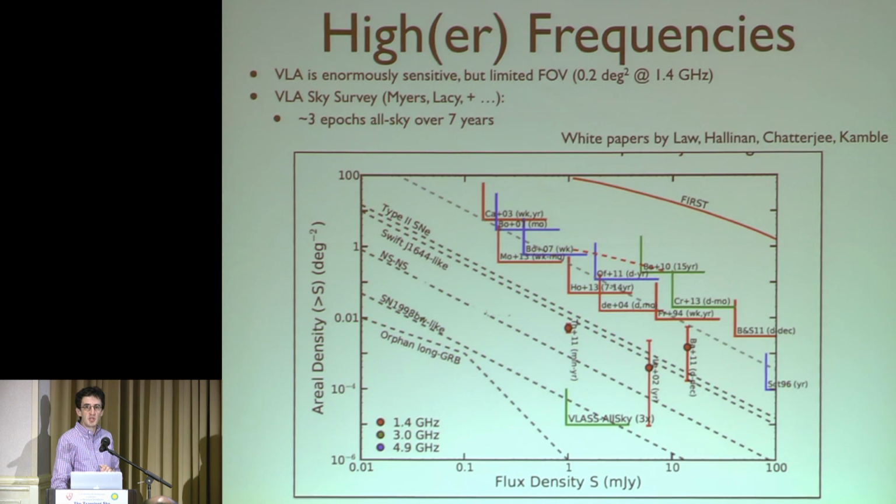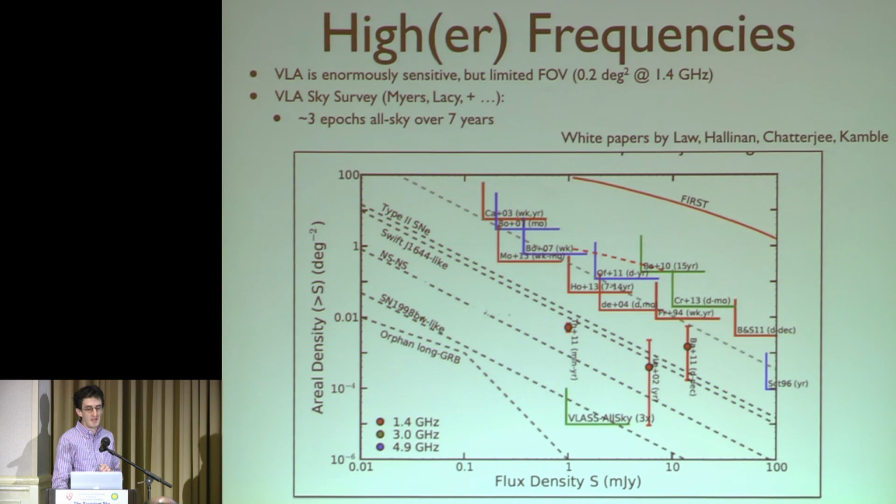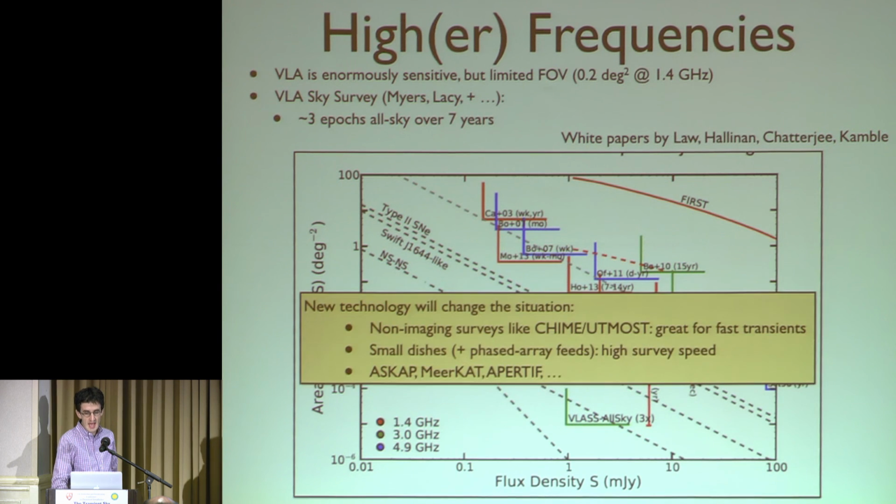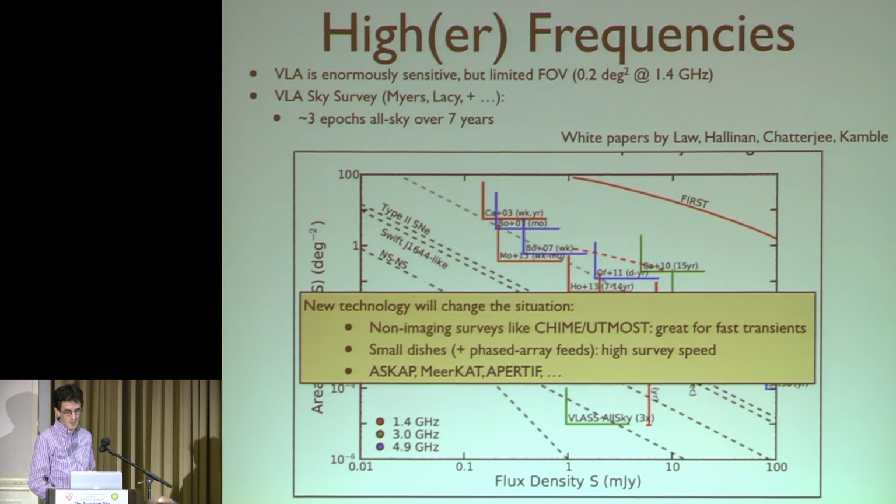The VLA Sky Survey is hopefully going to start next year. They're going to cover the entire sky to fantastic depth within the next few years. And there are white papers written by people in this room talking about the various time domain science you'll do with that survey. So the VLA Sky Survey is pushing all the way down to here on this parameter space plot. And there's new technology that will change things with the non-imaging surveys we heard about before, and then smaller dishes with phased arrays, as I'll discuss very briefly.